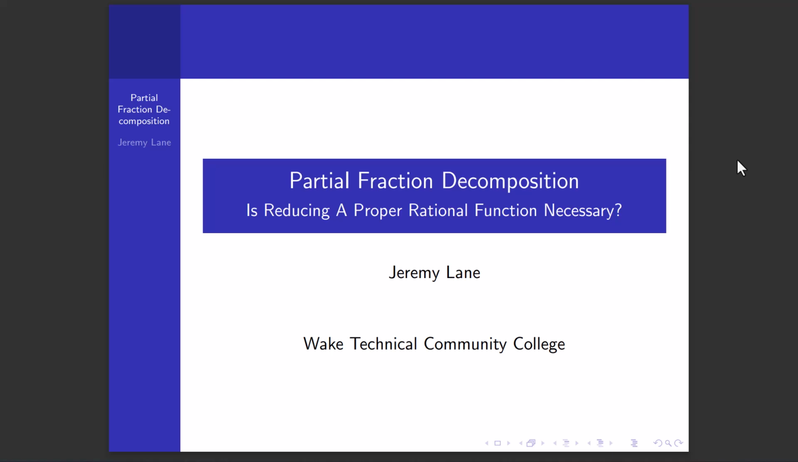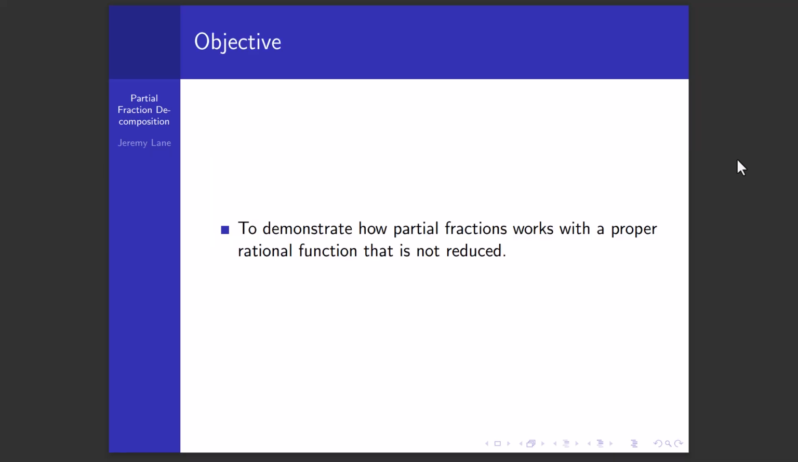Now, we have already seen that if the rational function is improper, the degree of the numerator is greater than or equal to the degree of the denominator, then we do have to perform a division process so that the degree of the numerator is strictly less than the degree of the denominator. So our objective for this particular video is just to demonstrate how partial fractions works with a proper fraction that is not reduced.